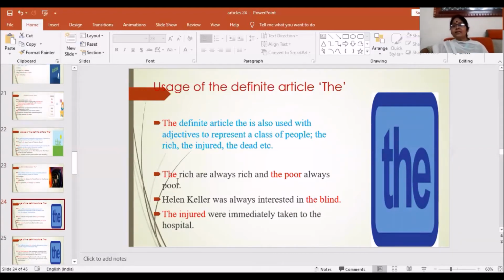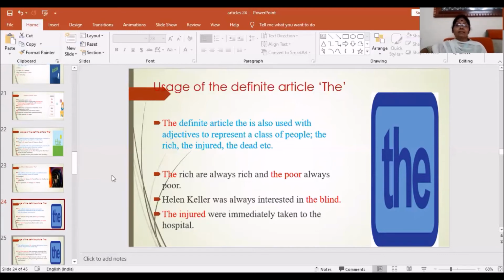So to understand this, let us look at these examples. The rich are always rich and the poor always poor, right? Helen Keller was always interested in the blind, right? The injured were immediately taken to the hospital. So these examples tell us that the definite article the is also used with adjectives to represent a class of people, right? So when we represent a class of people, then we use our definite article the, right?